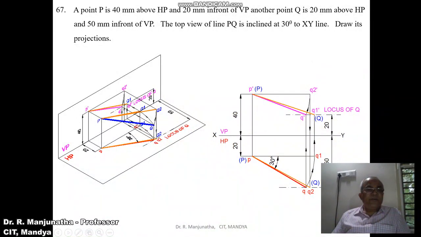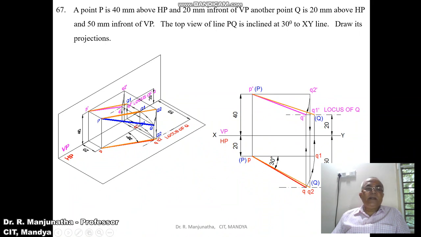A point P is 40 mm above HP. So when you look from the front view, we can see the distance above HP. That is this distance. That image will fall on the vertical plane. And 20 mm in front of VP. So when you look from the top view, we can see the distance 20 mm in front of VP. So that distance is seen in the horizontal plane. You will mark this point as small p and small p dash.